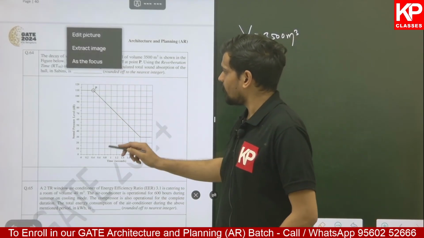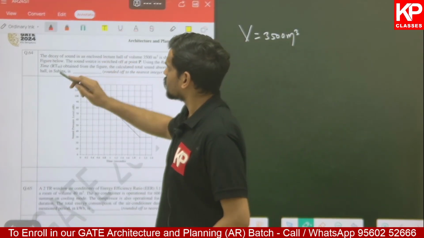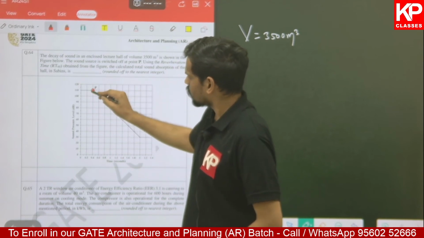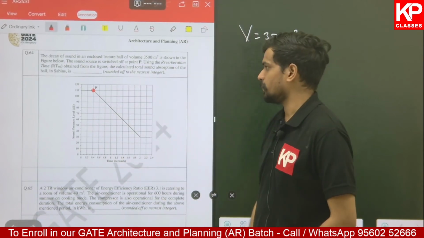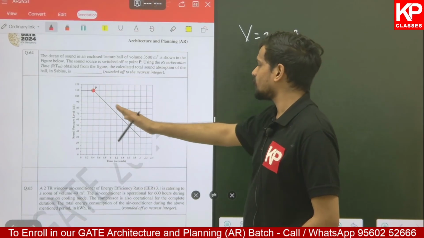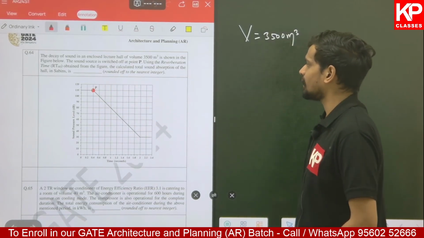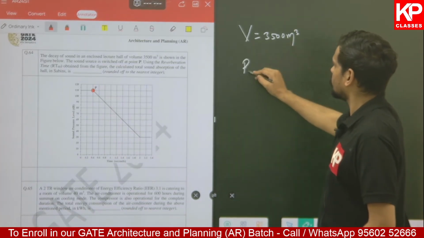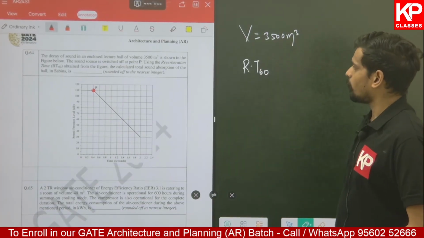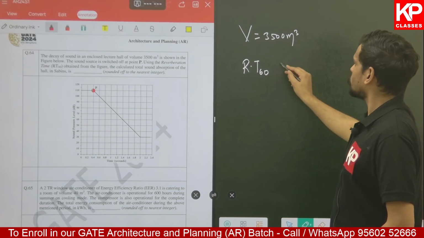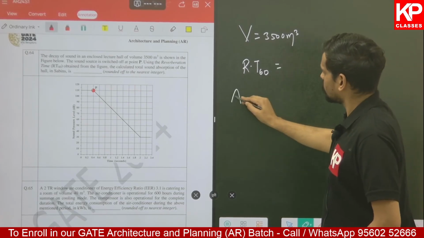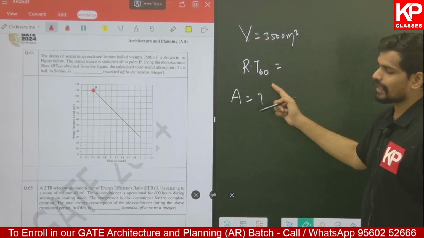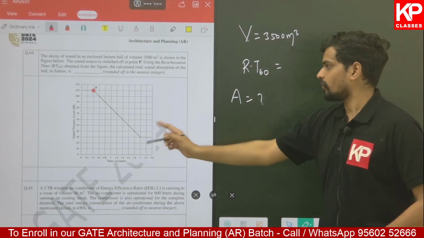So original level, if you look into this question, what is the original sound level when the sound source is working? It is 110 decibels. Once it is switched off, it is decaying along this path. Using the reverberation time obtained from the figure, so RT60 obtained from the figure, calculate using this. They're asking us what is the sound absorption. So RT, the reverberation time, they're asking us to take from the diagram.